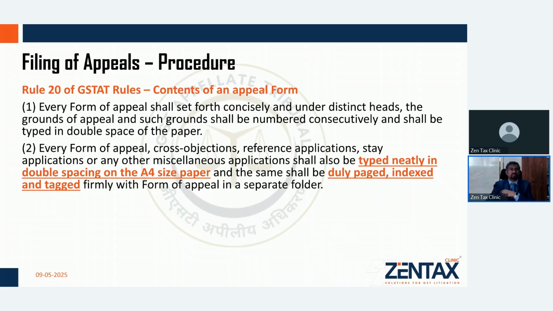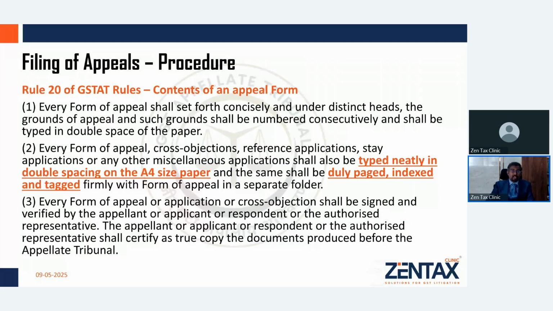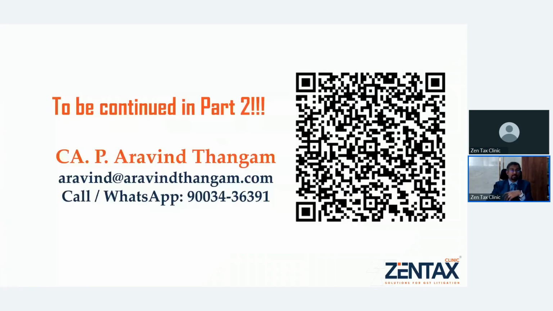Every form of appeal or application or cross objection shall be signed and verified by the appellant or the applicant or the respondent or the authorized representative. The appellant or the applicant or respondent or the authorized representative shall certify as true copy the documents produced before the appellate tribunal. When you have produced a copy of the order in original, you might not be able to keep the original order. Then you will say this is a certified copy of the order against which this appeal is being filed. That also needs to be submitted.